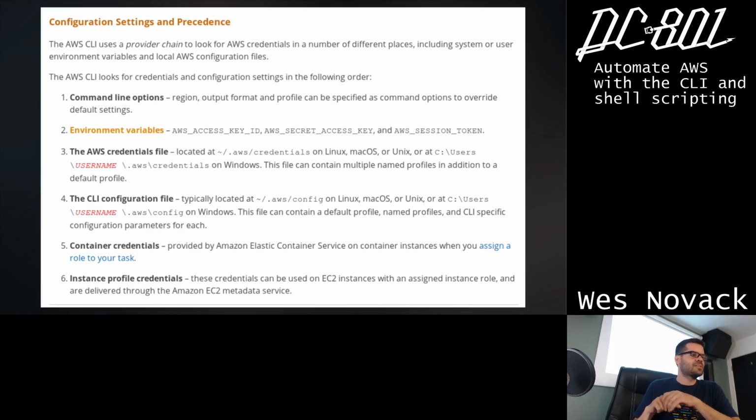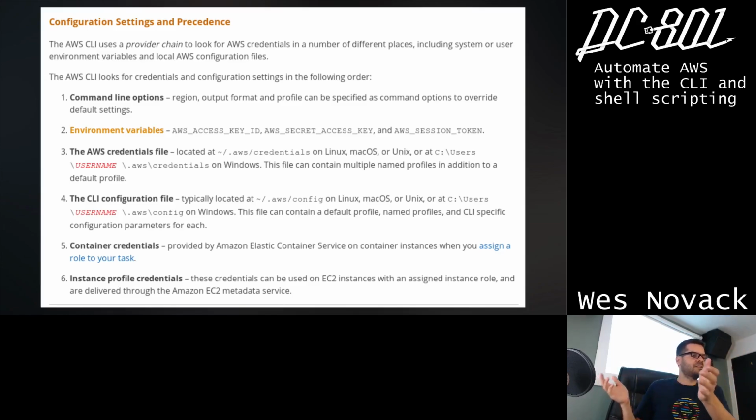Next up is the AWS credentials file, and we looked at that just a few slides ago, and that's going to include your secret access keys locally on your machine. After that is the config file that we also looked at a couple slides ago. After that, the configuration precedence goes to container credentials, and this is only relevant if you're using the Amazon ECS Elastic Container Service or the Amazon EKS Elastic Kubernetes Service. Otherwise, you don't have to worry about container credentials.